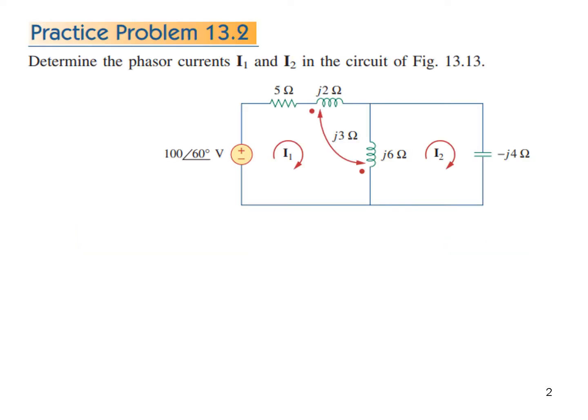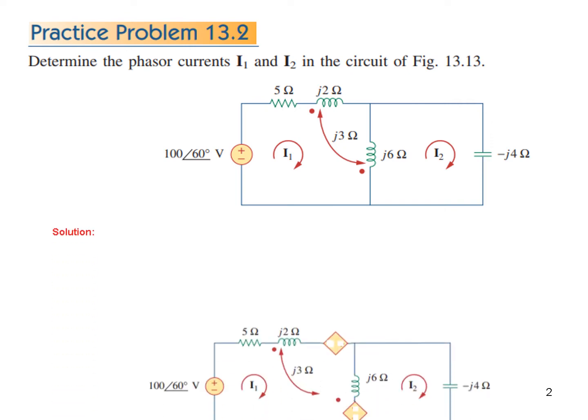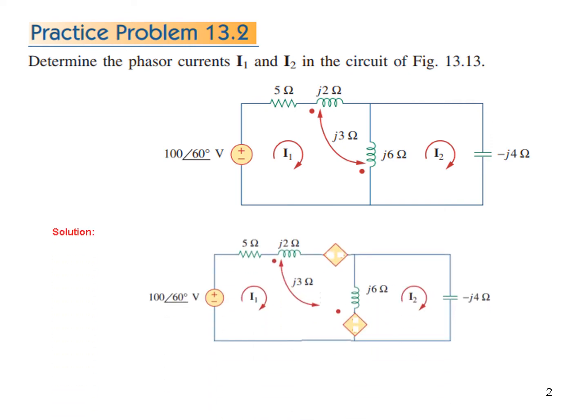The practice problem 13.2 says to determine the phasor currents I1 and I2. This current is I1 and this is I2. The first step, as I mentioned in my previous video also, is that we insert diamond signs, dependent voltage signs for the mutual voltages, one with every coil. With this coil we have inserted one diamond sign, and with this coil another diamond sign.